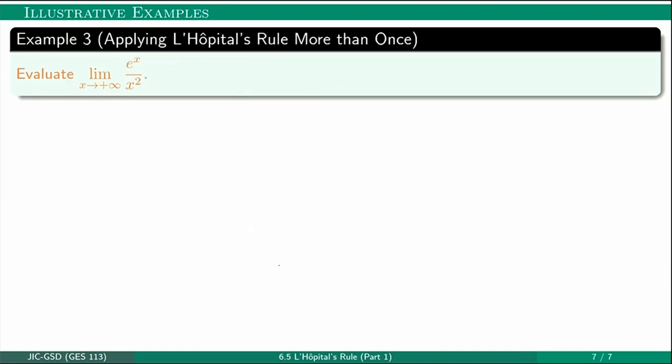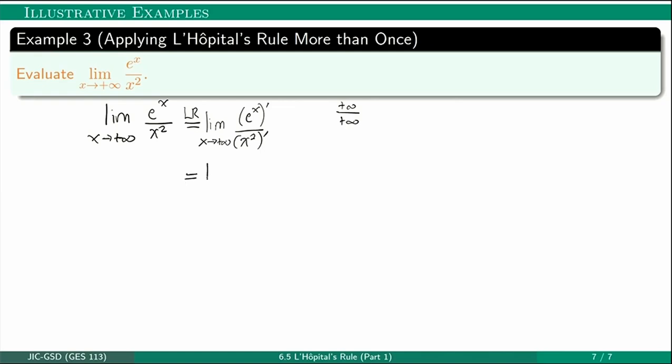Lastly, let's take the case wherein we have the limit of e to the x over x squared as x approaches positive infinity. Now, as x grows bigger and bigger, e to the x grows bigger and bigger as well. Well, x squared also grows bigger and bigger. So this is an infinity over infinity indeterminate form. L'Hopital's rule says we have to take the derivative of the numerator and then take the derivative of the denominator, and after that we have to take the limit as x approaches positive infinity.